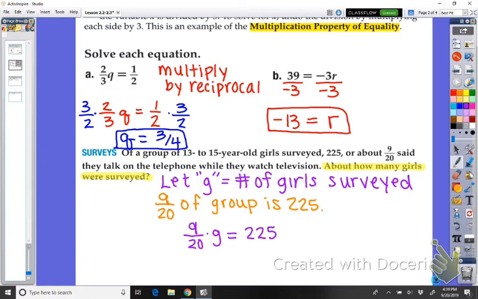And like I said from the letter A example, to get rid of the fraction here, we're going to multiply by the reciprocal on both sides, which is 20 over 9. I can put 225 over 1. And then I'm just left with G equals 500.